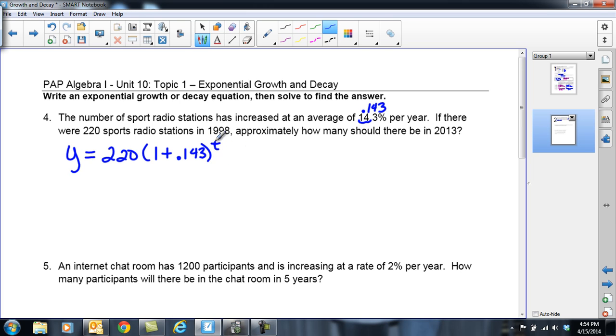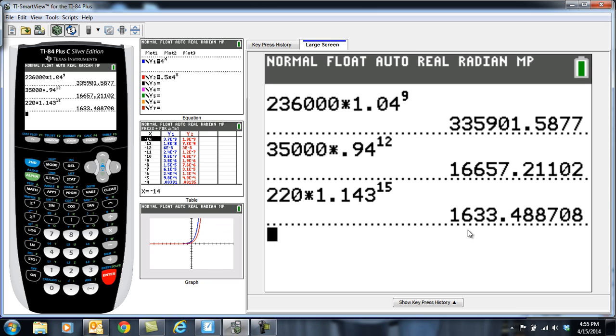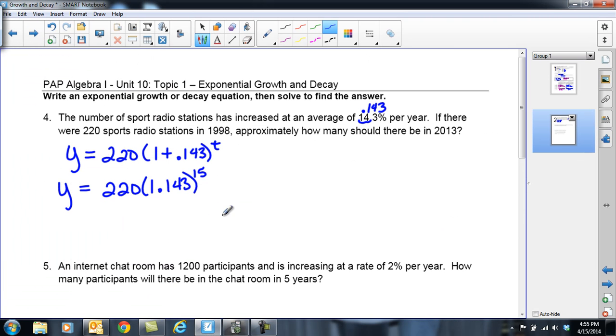Now we'll deal with what t is in just a second. We're going to simplify. So y equals 220 times 1.143. And from 98 to 2013 is 15 years. So we'll type that in our calculator. 220 times 1.143 to the power of 15. Looks like there will be 1,633 radio stations. So there should be about 1,633 radio stations in 2013. Sports radio stations.